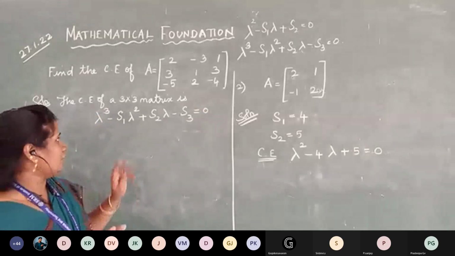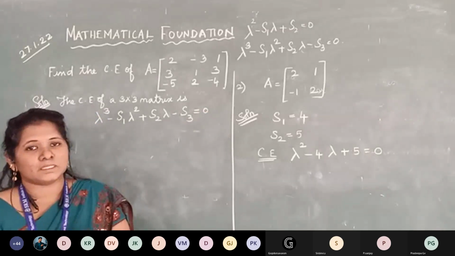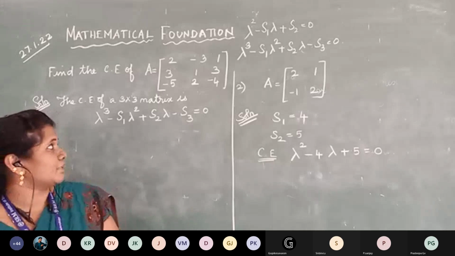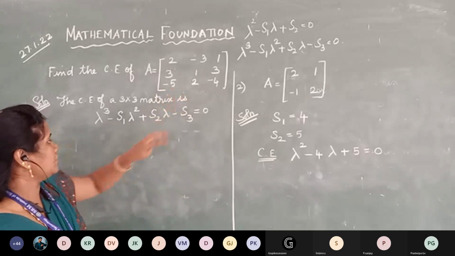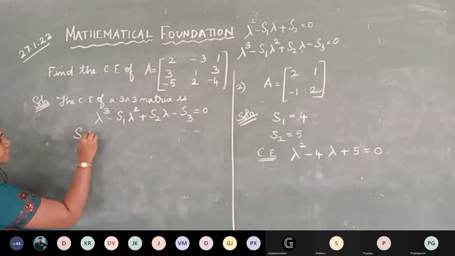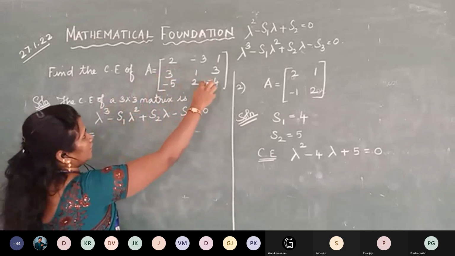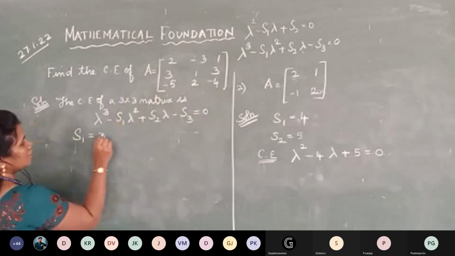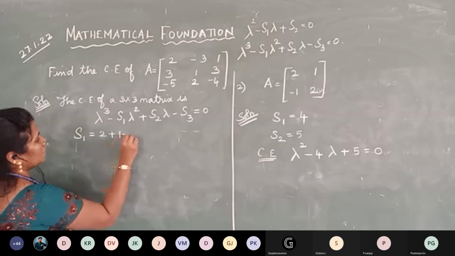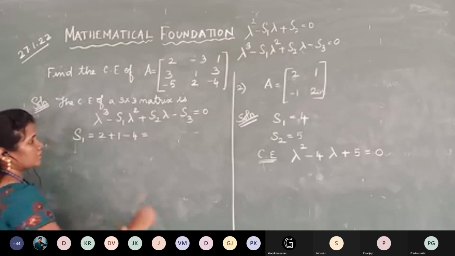After that, you have to find your S1. S1 is nothing but the sum of the main diagonal elements. So this is your matrix. Find your S1. Your main diagonal elements, if you see, are 2 plus 1 minus 4. So what is it?